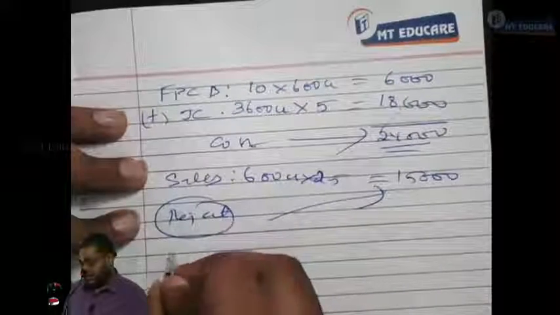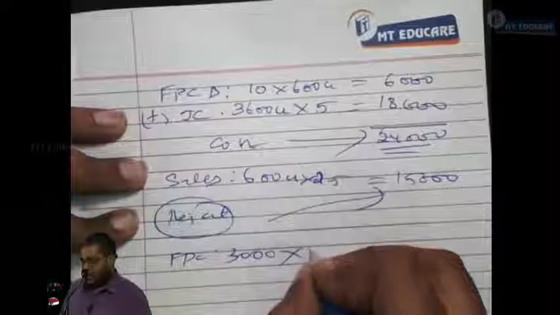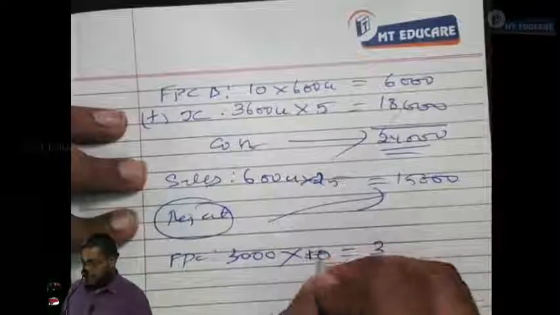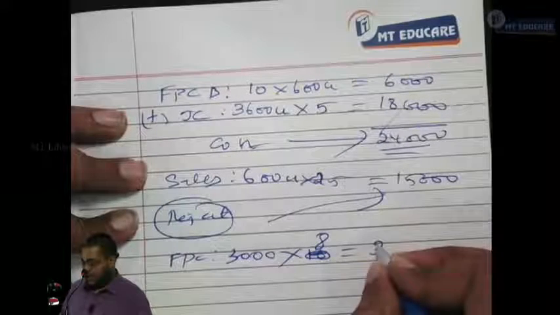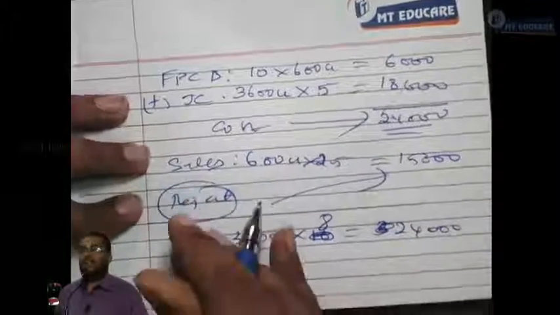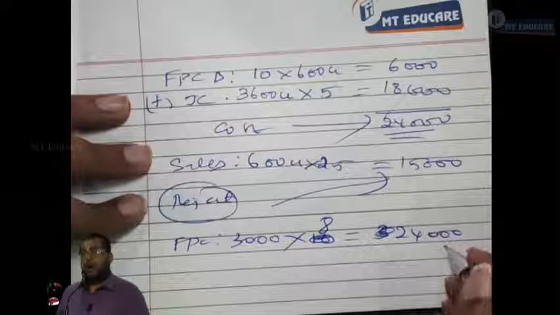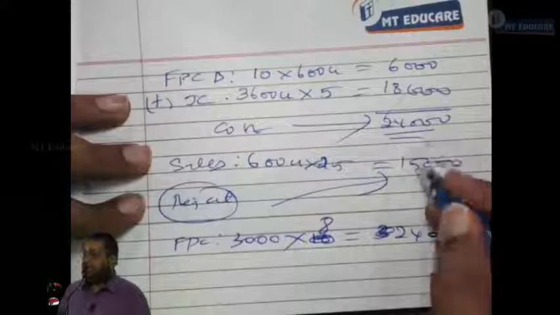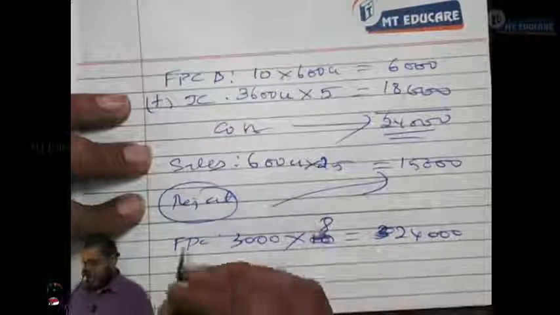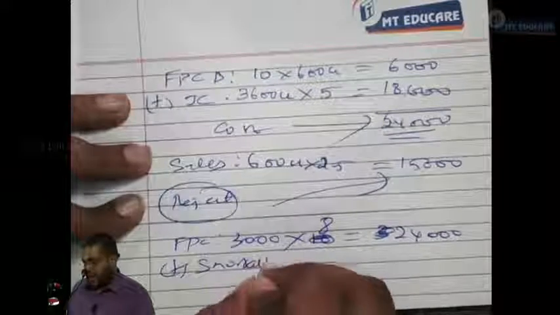In that case, the further processing cost of A is for 3,000 units. How much am I processing at here? 8 rupees. What should the amount be here? It is 24,000 rupees. Is that the further processing cost of A? Yes or no? No. A should not only cover further processing cost. There is a shortfall of 9,000 here. Correct? So add the shortfall I am having in B.